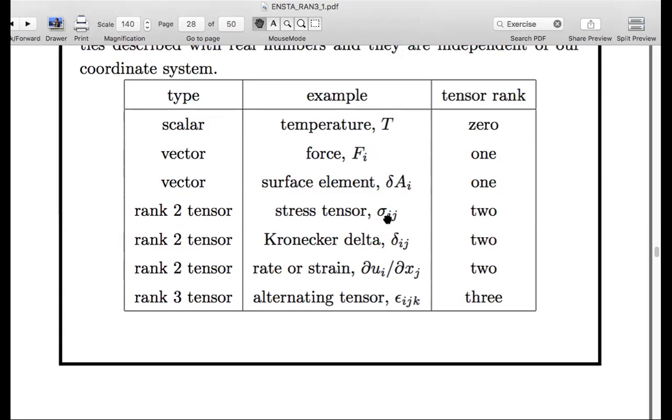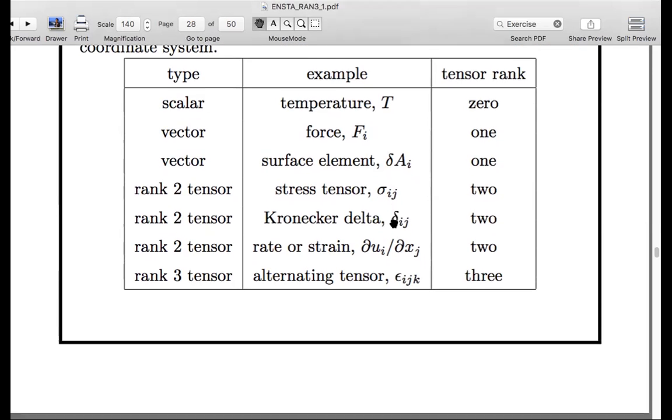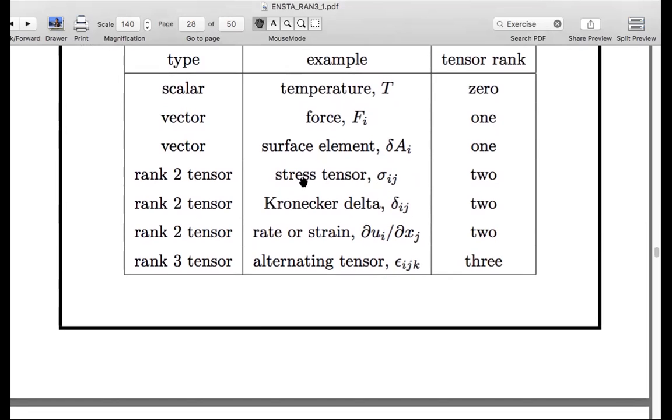The j index... it's a force. It gives you a component of force. So you need one index to tell you the direction of the force, but then you need the second index to say acting on which surface. So the j index tells you the direction of the normal of the surface. Okay, we're going to go into much more detail on this stress tensor in a minute, or for the rest of the class actually.